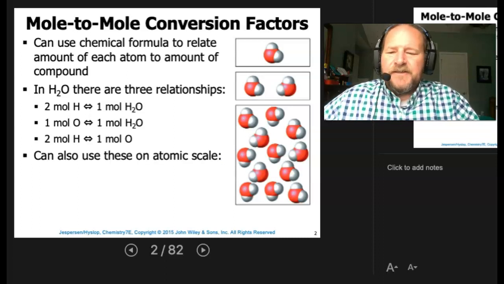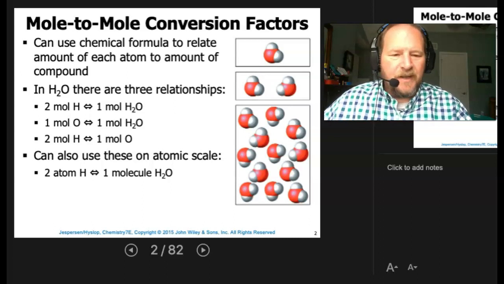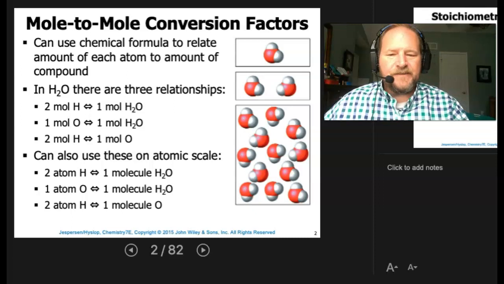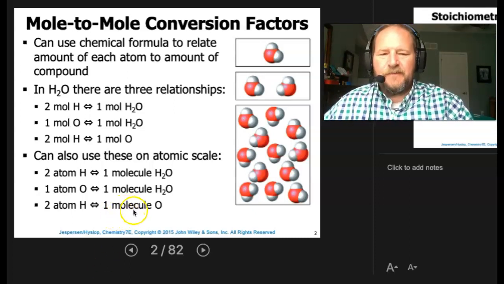All right. So we can also use these on the atomic scale. In other words, we could say 2 atoms to 1 molecule, 1 atom to 1 molecule, or 2 atoms to, well, that should be 1 atom, right? See a little typo right there.